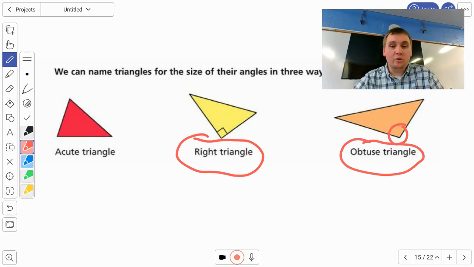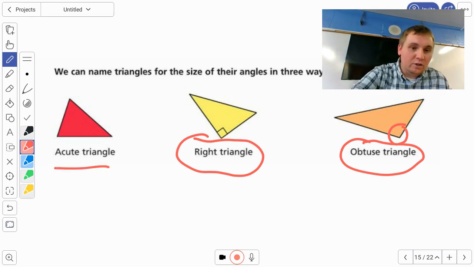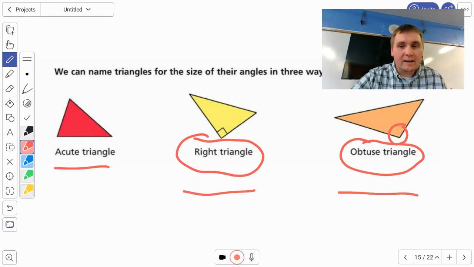So the next thing you're going to do is look at a few different triangles, and you have to identify, is it an acute, a right, or an obtuse triangle? All right, you got this. Come back to the formative when you're done.